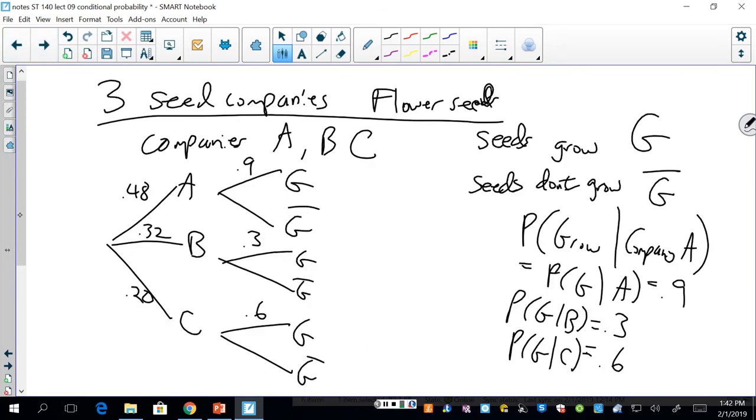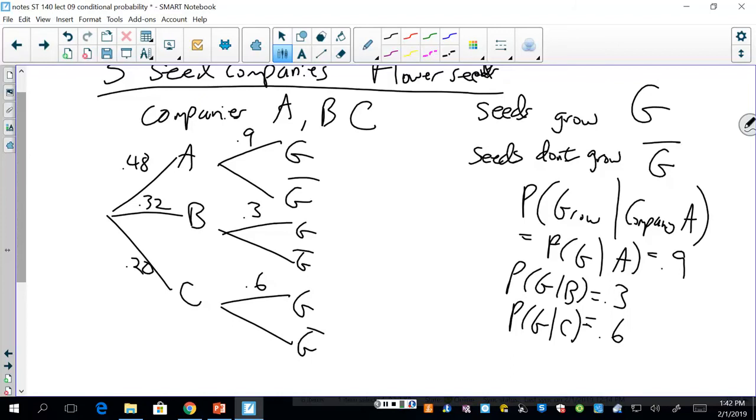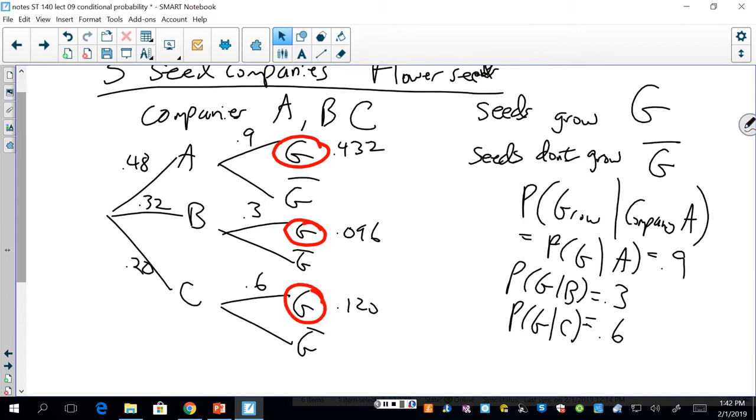In this tree, you can often find some of these numbers. If you multiply down this way, 0.4 times 0.48 times 0.9 is 0.432. This one was 0.096, and this one was 0.120. These are the three endpoints where we have growing seeds, and we added up those endpoints. We had to take the chance that you go down this branch times the conditional probability to get those.